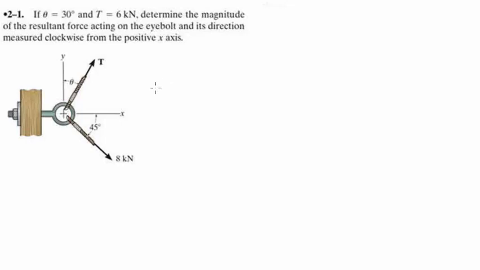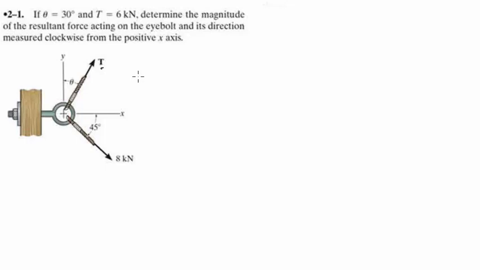Alright guys, problem 2.1. If the angle beta is 30 degrees and the force T, right here, is 6 kilonewtons, determine the magnitude of the resultant force acting on the eyebolt and its direction measured clockwise from the positive x-axis.